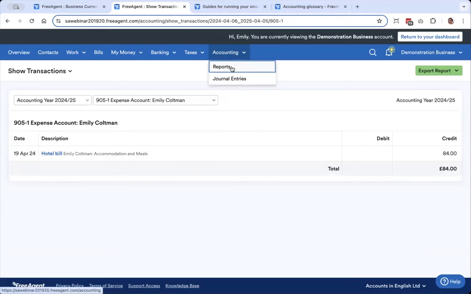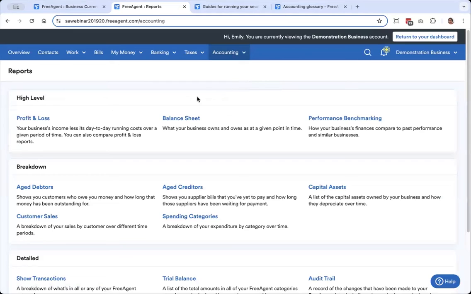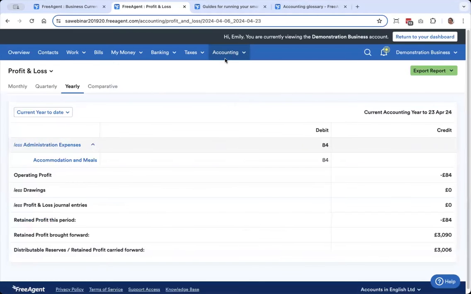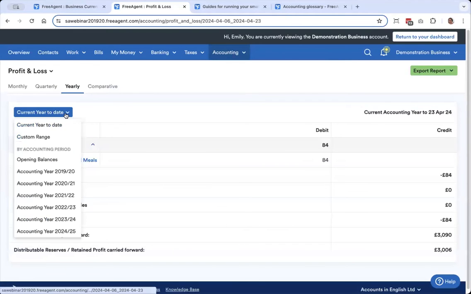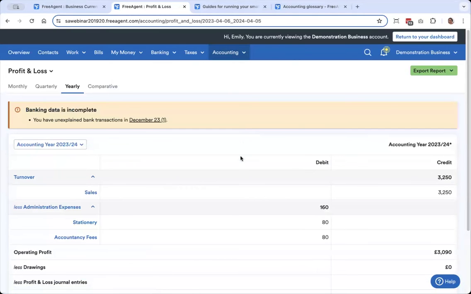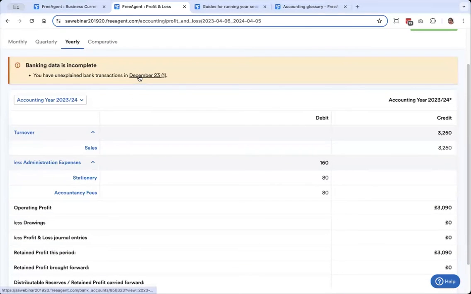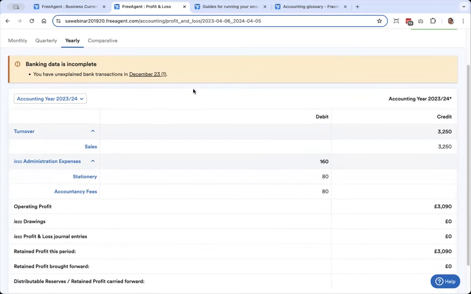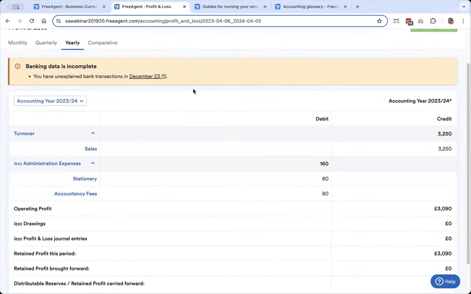What I'd quickly like to show you just before we wrap up is a couple of useful reports that you might want to have a look at. So I've gone to accounting reports and I've pulled up my profit and loss account, and I want to see it for last year. See there as well, FreeAgent's warning me that I've got an unexplained bank transaction. Why is it doing that? Because, as I said before, if you have unexplained bank transactions, FreeAgent only knows one side of them, so it can't actually put them into your accounts, into your reports that you're looking at here. So by telling me I've got unexplained bank transactions, it's telling me I might have missing sales or missing costs in my profit and loss account.